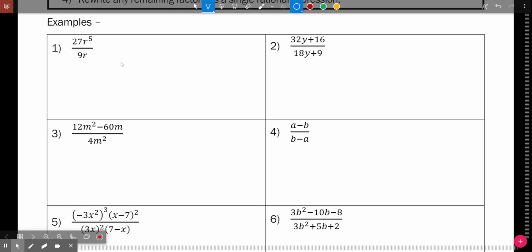In number 1, this is just dividing with powers, but we're going to factor it just so you can see exactly what happens. So 27 factors into 3 times 9, and r to the 5th factors into r times r to the 4th. And on the bottom, we have 9 times r. So what happens here is you cancel out factors that are the same in the numerator and the denominator, and then you rewrite as a single expression whatever's left over.